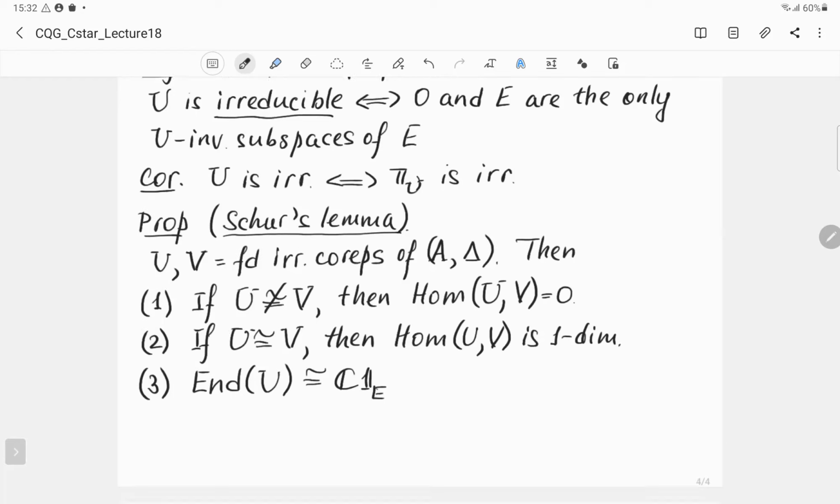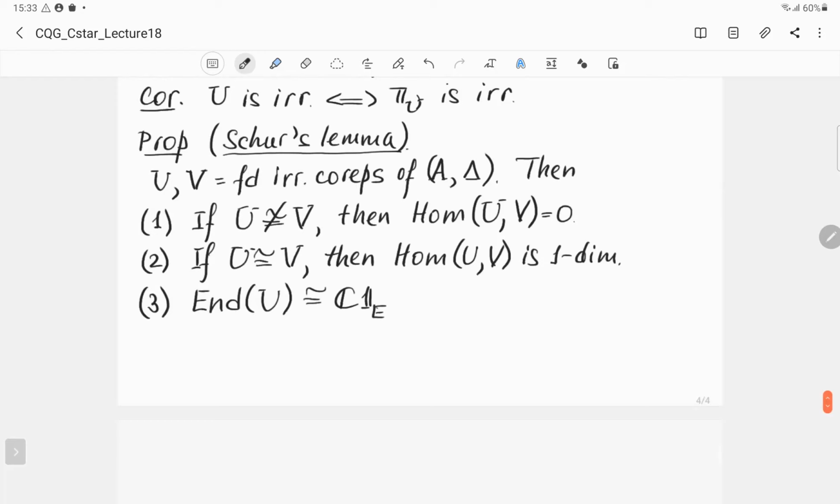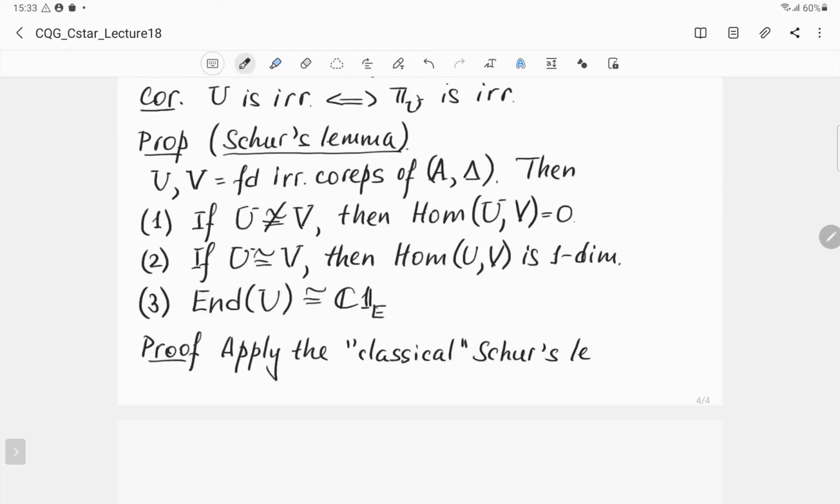And to prove this result, we simply apply the classical Schur's lemma to the representation pi U. By classical Schur's lemma, I mean Schur's lemma for finite dimensional representations of associative algebras. And that's it. Since morphisms of co-representations bijectively correspond to morphisms of the respective representations, we get our result.